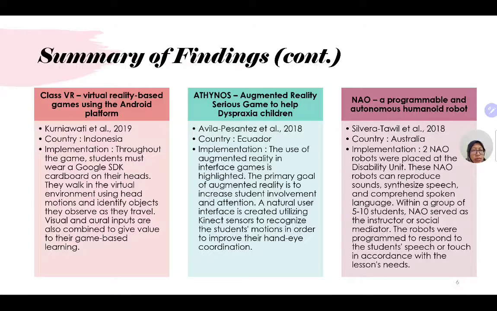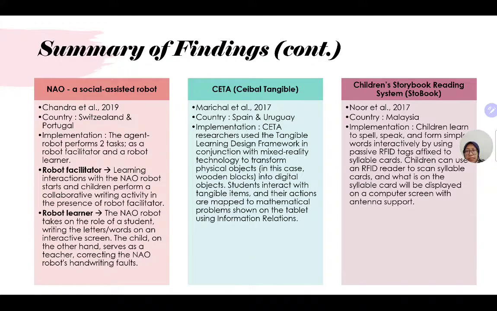And NAO, a programmable and autonomous humanoid robot, also from Australia. Okay, the two NAO robots were placed at the disability units. So these NAO robots can reproduce sounds, synthesize speech, and comprehend spoken language. Within a group of 5 to 10 students, NAO serves as an instructor or social mediator, and the robot is programmed to respond to the students' speech and touch in accordance with the lesson's needs.